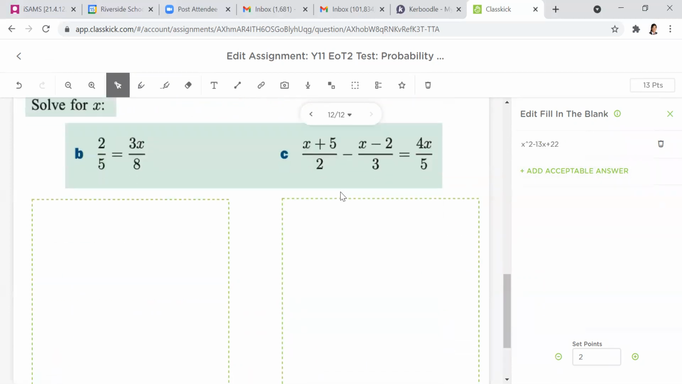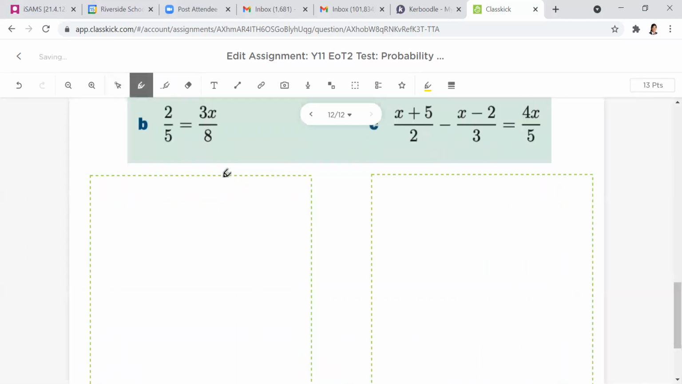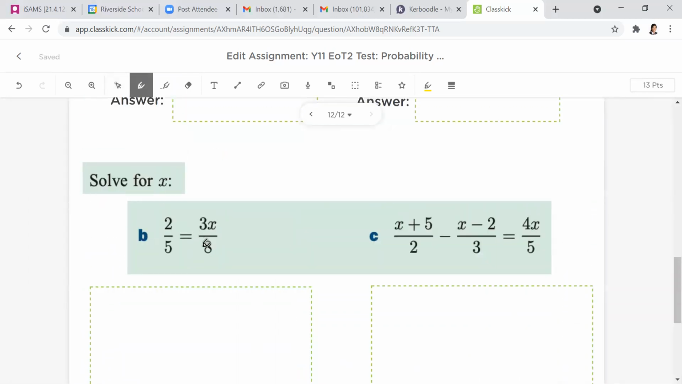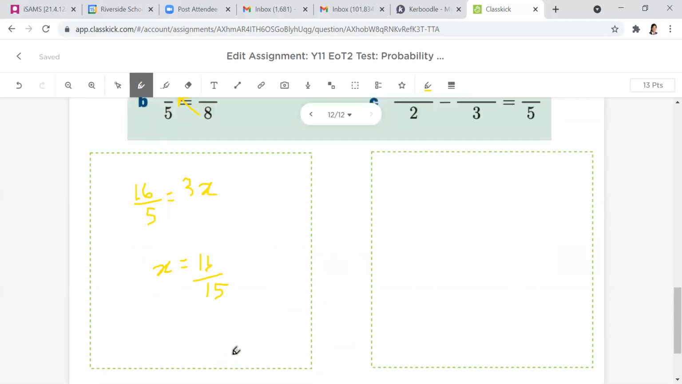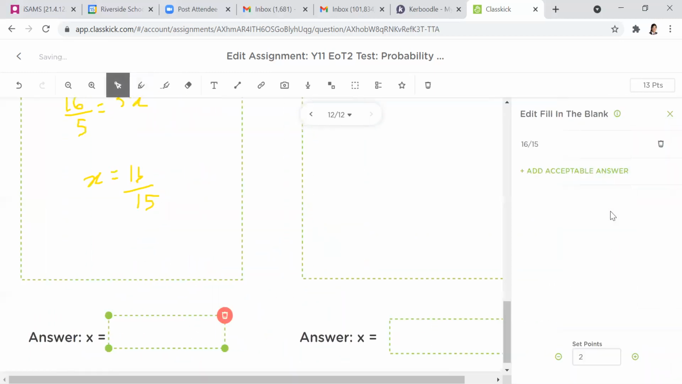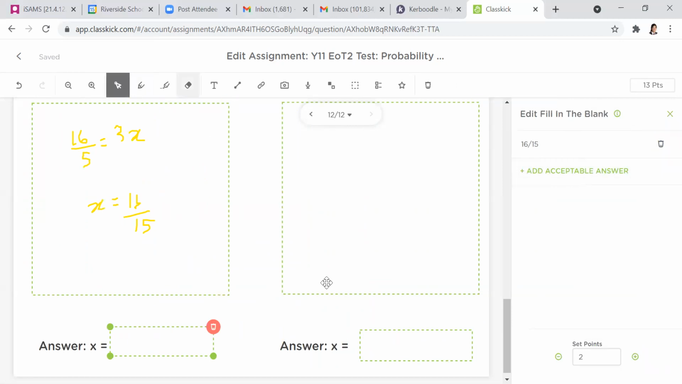And lucky last, some algebraic fractions. This one had a fraction answer, which wasn't very nice. I multiply 8 over here, so I get 16 over 5 equals 3x. To get x by itself, I divide by 3, so x equals 16 over 15. Sorry for that ugly answer, but why not?